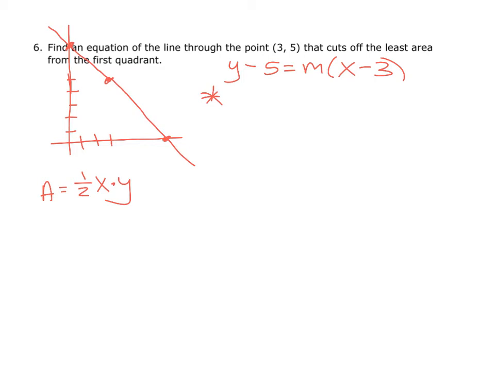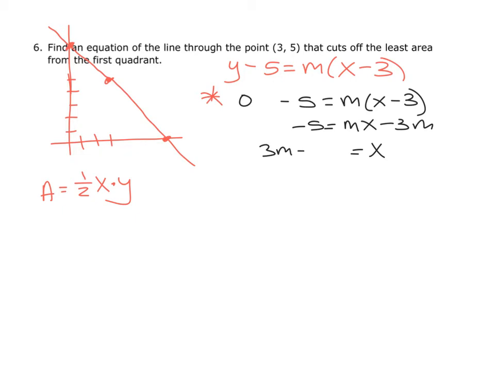So if I let y equal 0, 0 minus 5 equals m times x minus 3. So again, we're solving for x. So that's mx minus 3m equals -5. So x equals (3m minus 5) all over m.